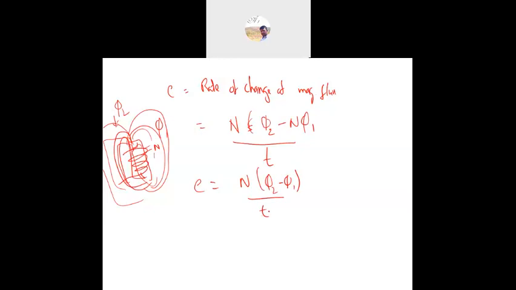So here we can write this one equation: E is equal to N d phi by dt. In the differential form, we can write E is equal to N d phi by dt volts.